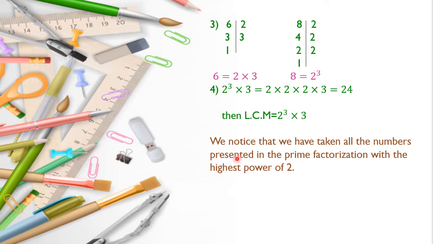As a conclusion, we notice that we have taken all the numbers present in the prime factorization, even if not common to both. And for the exponent, or the power, we took the highest power. So as a conclusion, to find the LCM of 2 natural numbers, we take all the numbers in the prime factorization, and we take the highest power. If there are powers, we take the highest power, not the least power like the GCD.